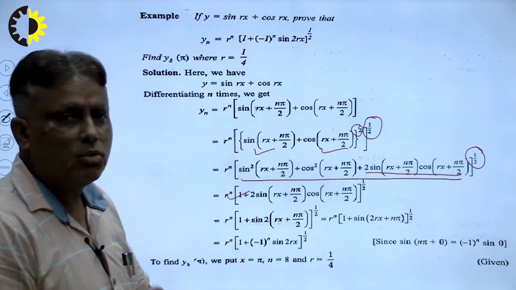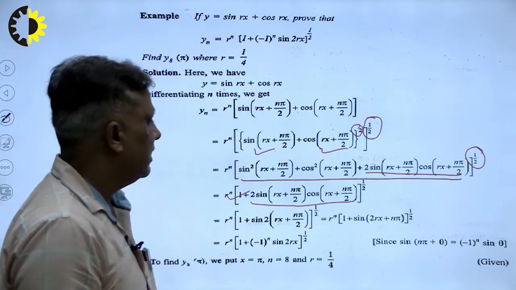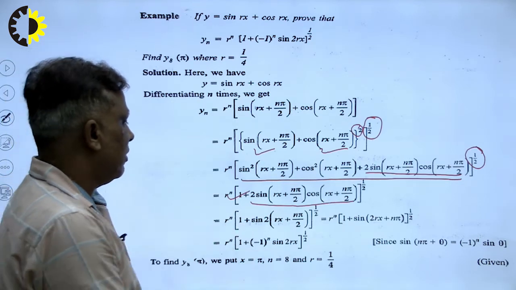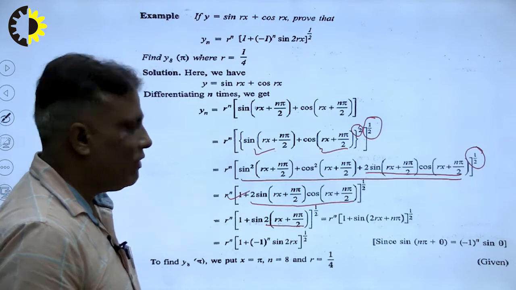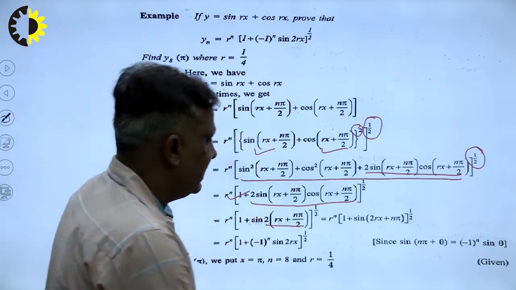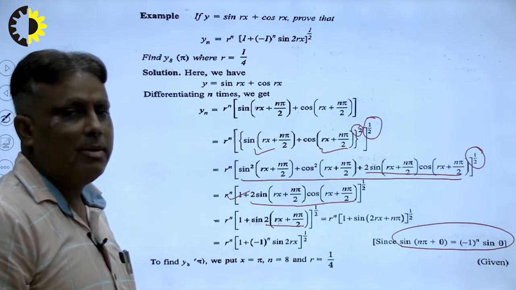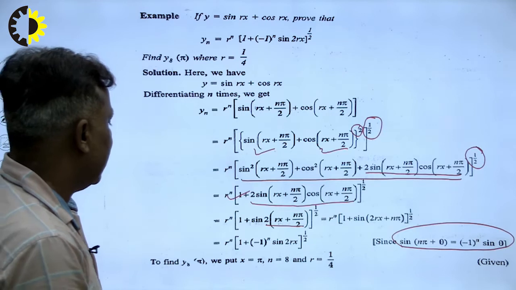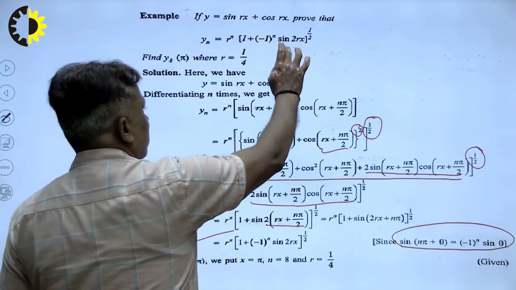This is equal to sin 2 theta. So I write here 2 sin theta cos theta, right? In this way, this is the formula of sin 2 theta. If 2 is multiplied inside, what will be the result? So 2 r pi plus n pi by 2. I write here, 2 is cancelled out by 2, and sin (n pi plus theta) will be (-1) raised to the power n into sin theta. So this is the proof of our requirement.